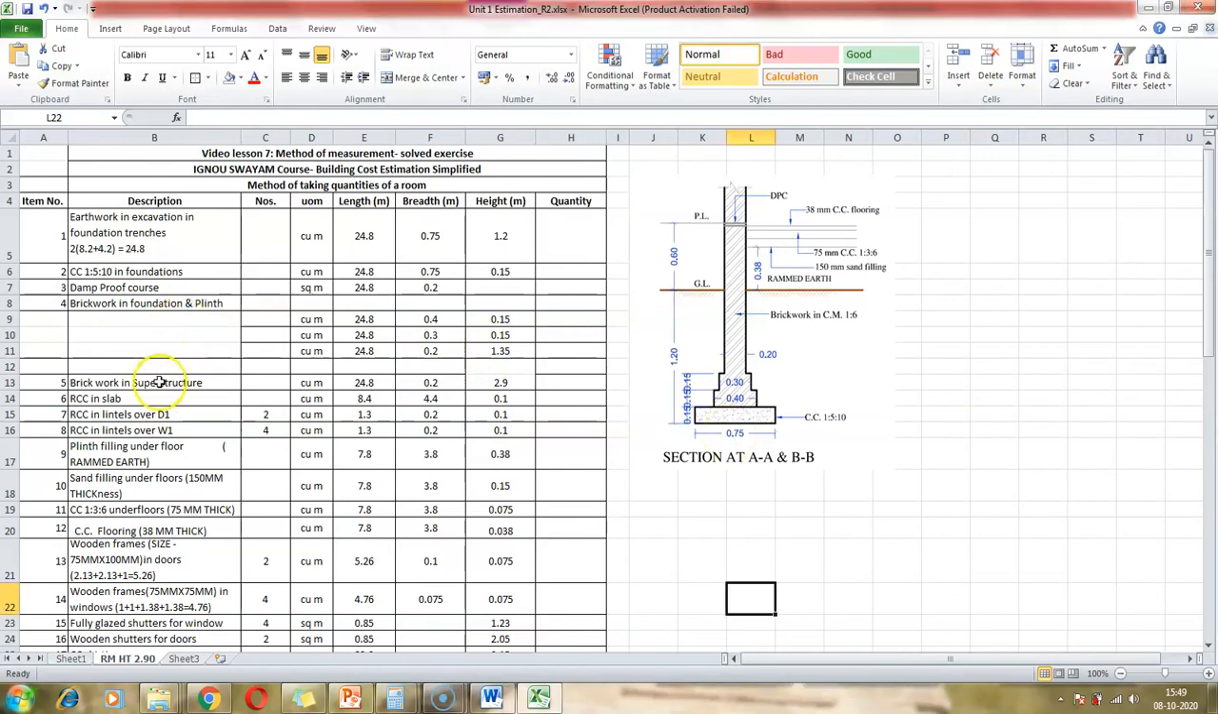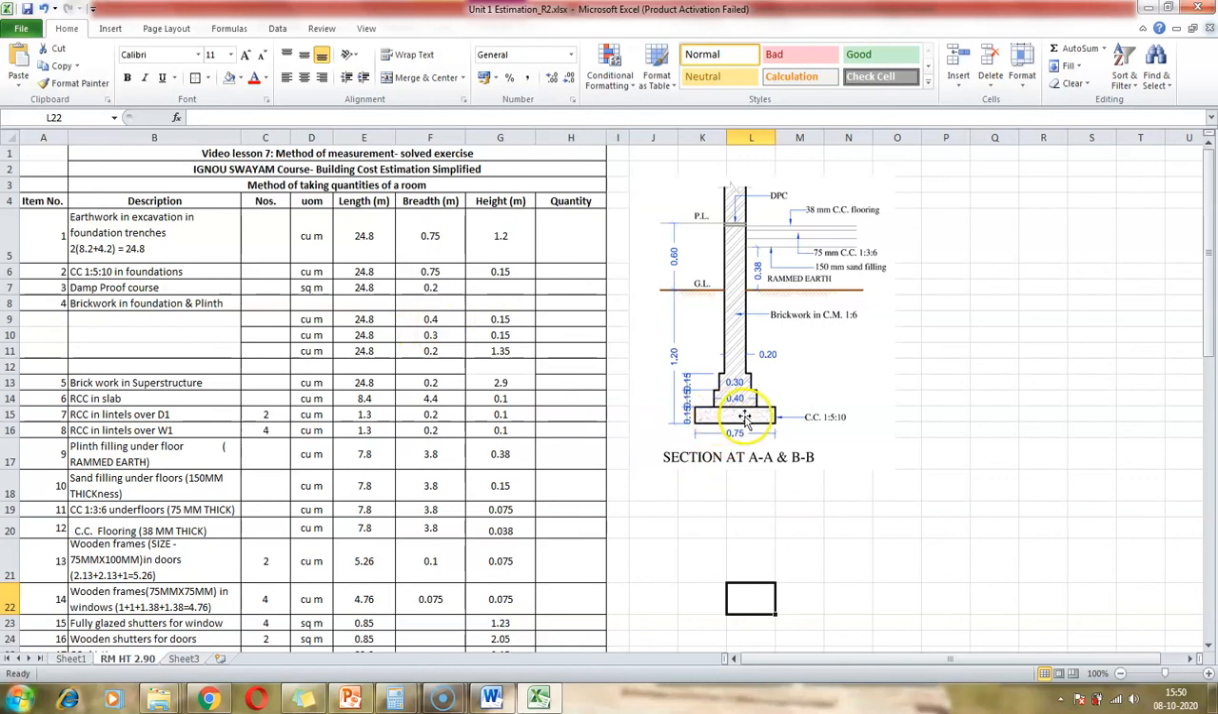Brickwork in foundation and plinth, and the brickwork that continues into the superstructure, are taken as different items. Since we are first going to focus on brickwork in foundation and plinth, it's easier because we have the foundation drawing here. We know that the foundation is running along the perimeter of the building. So for all these items related to the foundation and plinth, the length is the same, which is the perimeter of the room. So 24.8 will continue.